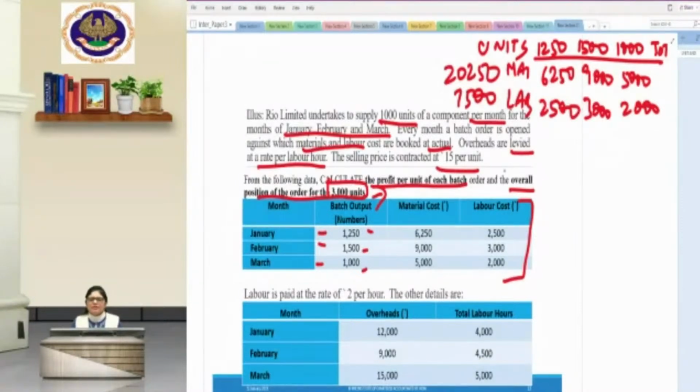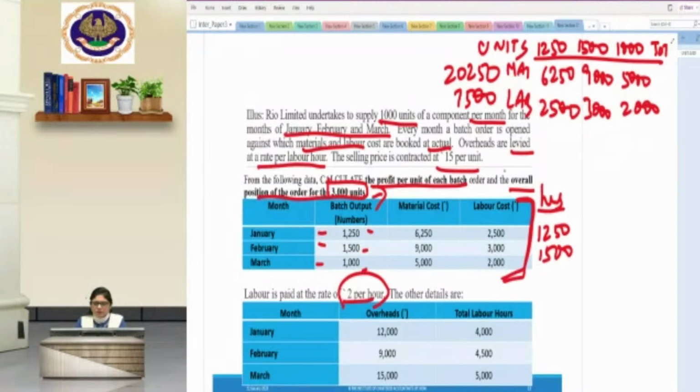Now is the time to absorb the overhead. How do you have to do it? Labor is paid at 2 per hour. Labor cost is given, and labor rate per hour is given. Can't you find out the labor hours? 2 means 1250 hours for January. 2 means 1,500 hours for February.